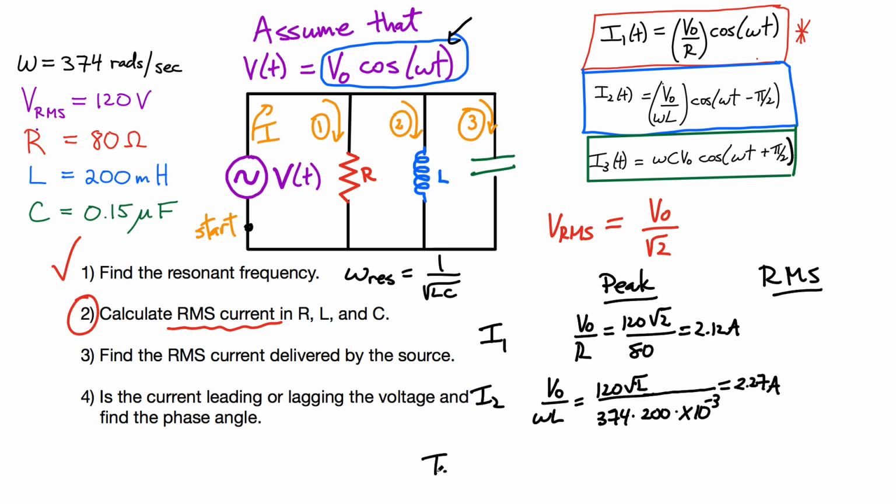And the last one for this capacitor. The capacitor, on the other hand, again, it was equal to omega multiplied by C multiplied by the maximum voltage. So again, here you just substitute 374 multiplied by the capacitance, 0.15 times 10 to the negative 6, convert that to farads, and also times the maximum voltage. So here we get 120, which is RMS, multiplied by root 2. And if I did this correctly, I got something small, 9.52 times 10 to the negative 3.